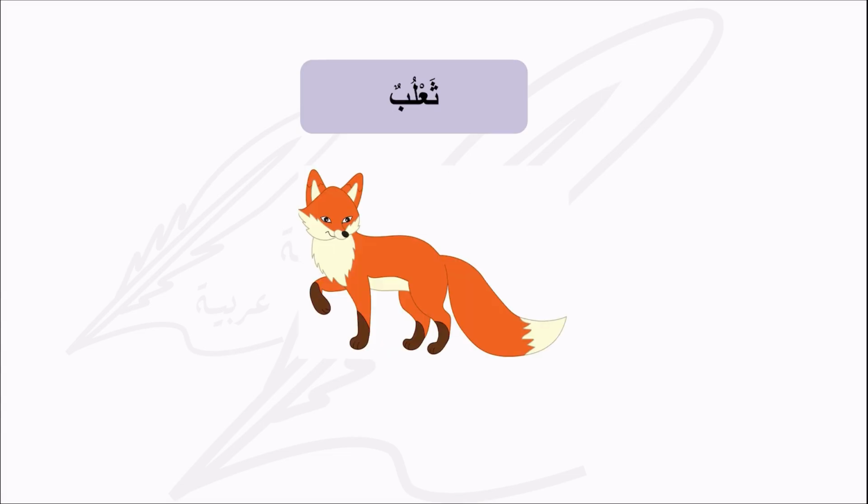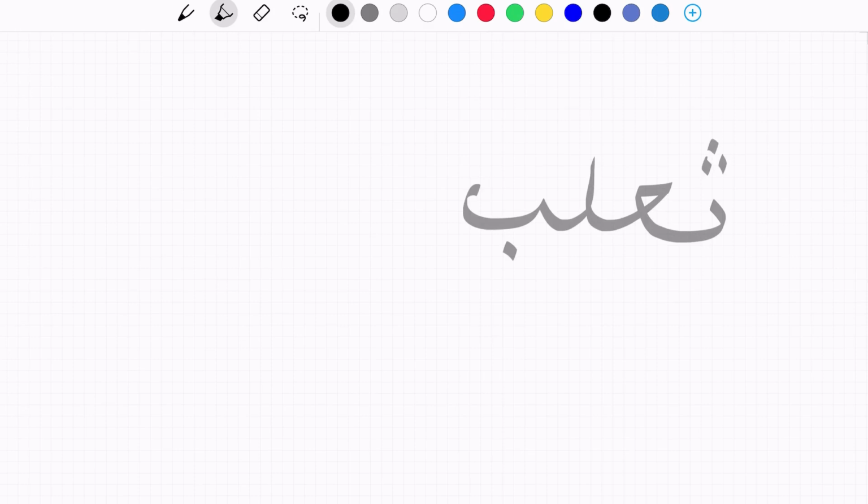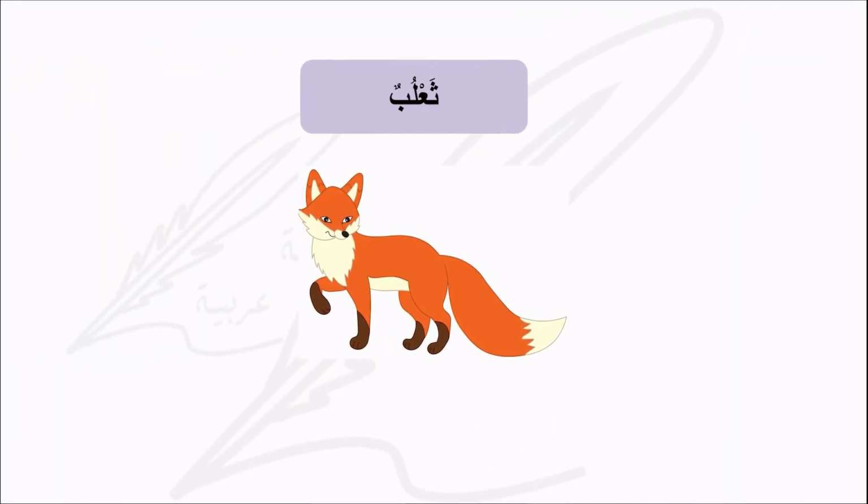Here we have ثعلب. ثعلب is fox. Let me write it for you. ثعلب. Good job. What color is this? ما هذا اللون? Yes, orange.